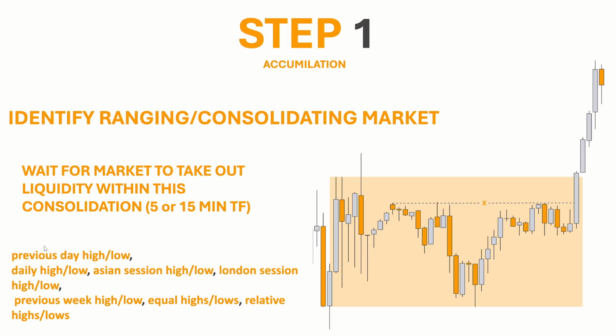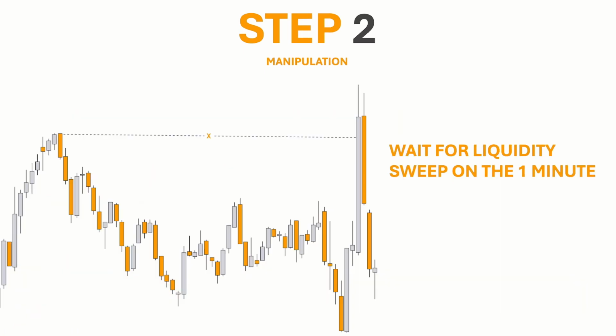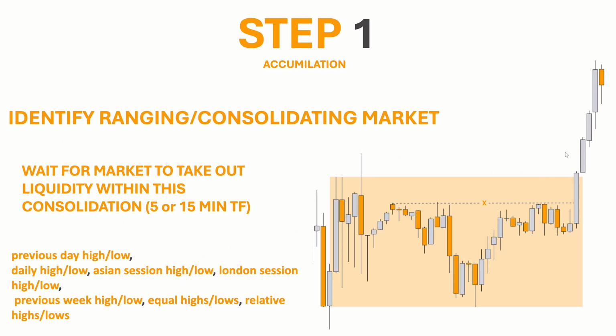Now, what is a valid key liquidity level? I've listed them down here. You guys can go read through it here, pause the video, read through it. These are all valid key liquidity levels. So once that is done, we can move on to step 2, which is manipulation. As market has taken out our liquidity, we want to wait for another liquidity sweep on the 1 minute. This is our liquidity sweep B, and this is our liquidity sweep A.